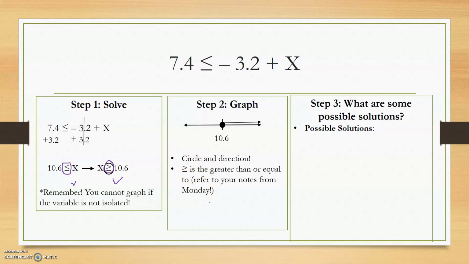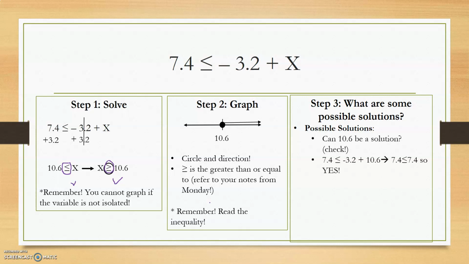Step 3 talks about possible solutions. Okay, so let's start with 10.6. If I plug that in, I get 7.4 is less than or equal to negative 3.2 plus 10.6. If I evaluate the right side of my inequality, I get 7.4. So the way I would read that is 7.4 is less than or equal to 7.4, and that is a true statement since they're equal to each other.